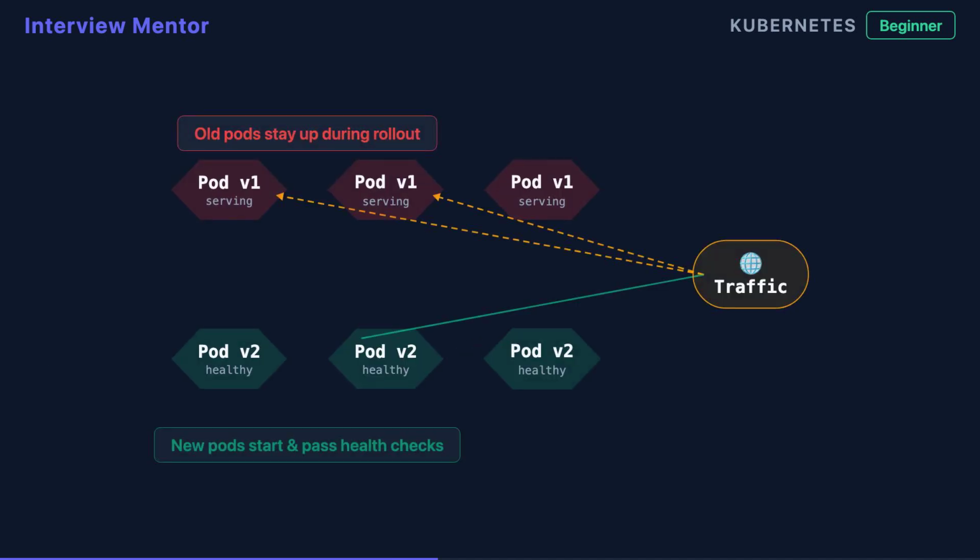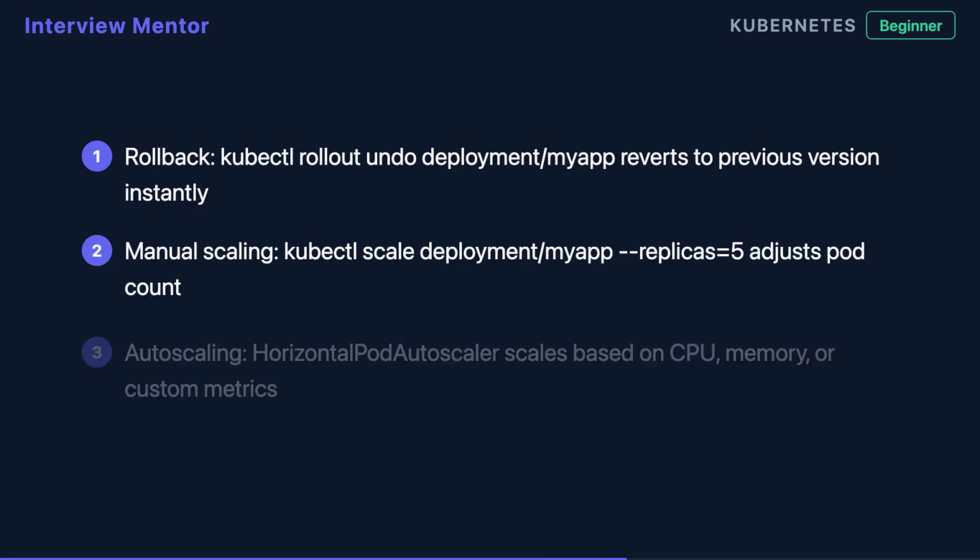When you update a deployment, Kubernetes performs a rolling update by default. It gradually replaces old pods with new ones, ensuring your app stays available throughout. Old pods keep serving traffic while new pods spin up and pass health checks. Only then does Kubernetes terminate the old ones. Zero-downtime, built in.